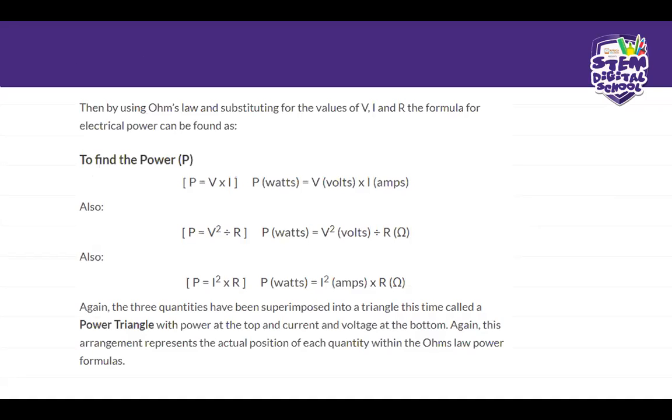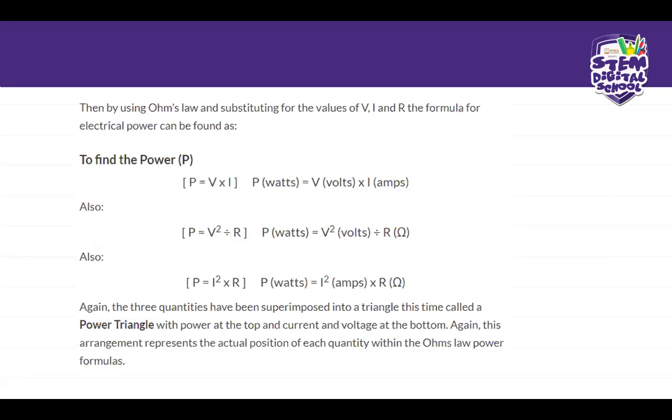Then, by Ohm's law, substituting for the values of V, I and R, the formula for electrical power can be found as follows. As you can see, we are continuing from the Ohm's law that we did yesterday and the day before yesterday. Remember, for Ohm's law we had our little triangle of voltage, current and resistance, and we found that resistance is equal to voltage divided by current.